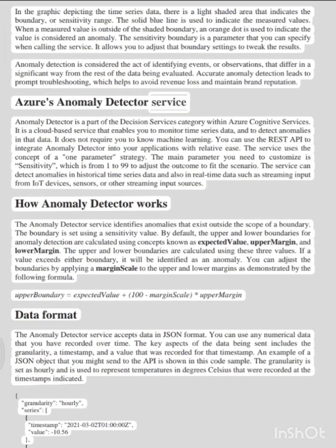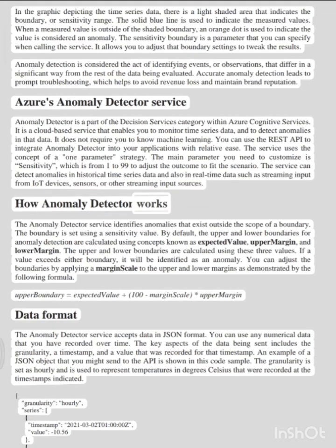Azure's Anomaly Detector service. Anomaly Detector is a part of the Decision Services category within Azure Cognitive Services. It is a cloud-based service that enables you to monitor time series data and to detect anomalies in that data. It does not require you to know machine learning. You can use the REST API to integrate Anomaly Detector into your applications with relative ease. The service uses the concept of a one-parameter strategy. The main parameter you need to customize is sensitivity, which is from 1 to 99 to adjust the outcome to fit the scenario. The service can detect anomalies in historical time series data and also in real-time data such as streaming input from IoT devices, sensors, or other streaming input sources.